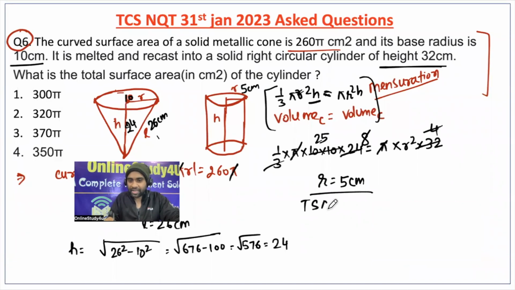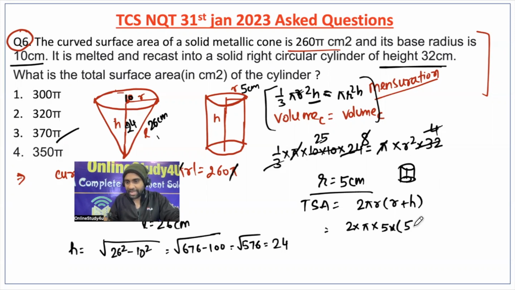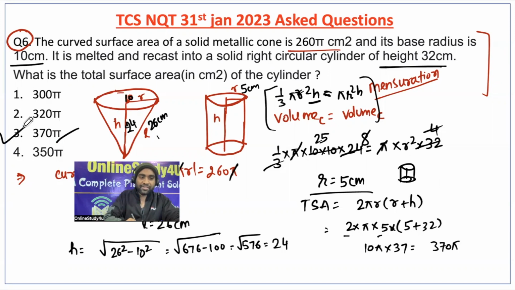So the total surface area of the cylinder will be 2 pi r into r plus h. I will keep the 2 pi like this. Why, sir? Because in the options we have pi. The radius is 5. This I am talking about the cylinder, and r is 5, and h is 32. So 2 into 5, 10 pi into 37. So total will be 370 pi. That means option 3 will become the correct answer for question number 6.